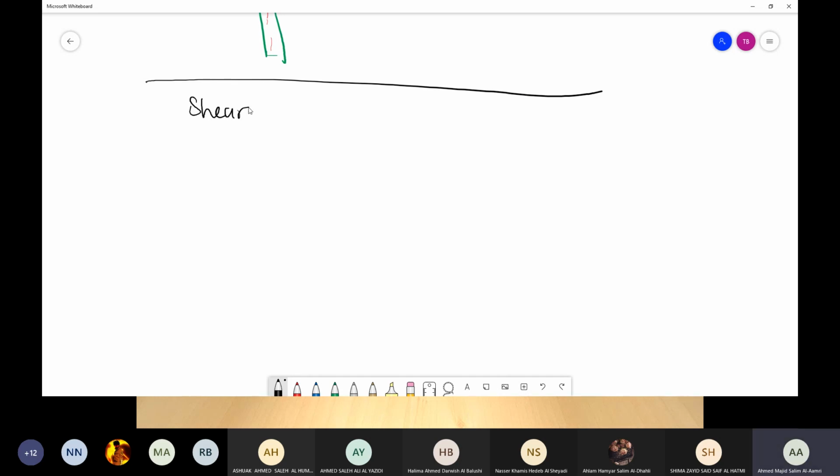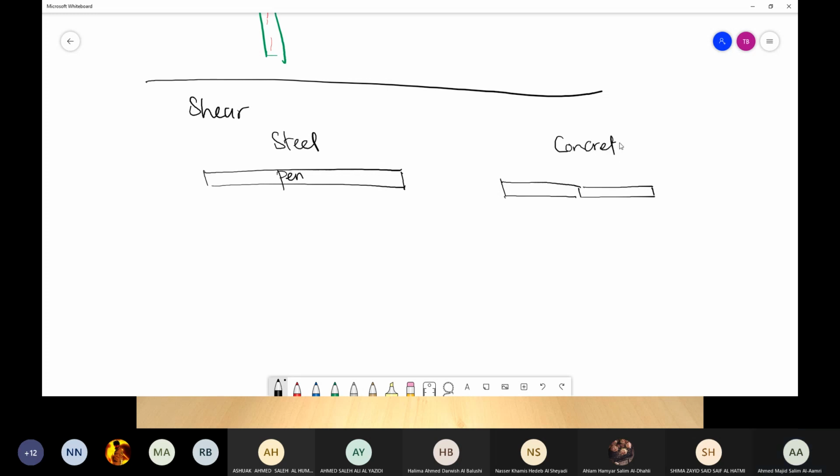Now let's say that I'm having a steel bar here, which is my pen. Okay, so once again, this is my pen. And then I have another two pens glued together. So this is acting as steel, a single element. And these are two elements glued together, which is acting as the concept of concrete. So they are glued here by a binder.